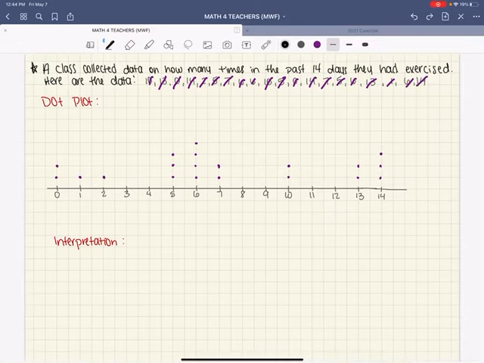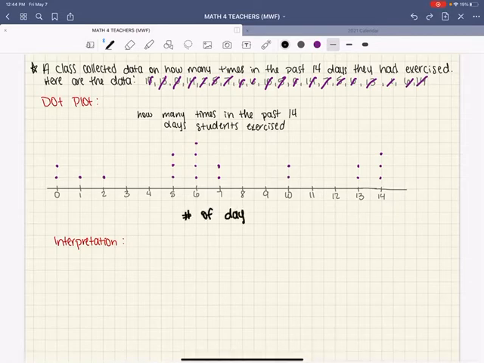Then I'm going to label the bottom number of days and the top how many times in the past 14 days the students had exercised. The dot plot shows us that there are 2 students that didn't exercise at all out of the 14-day period, meaning that they didn't have time or didn't choose to do so.